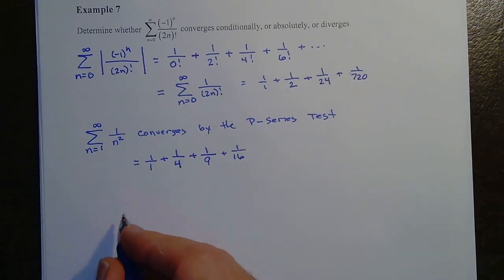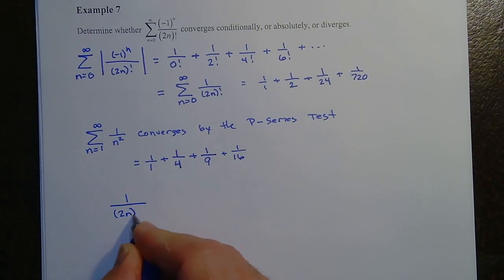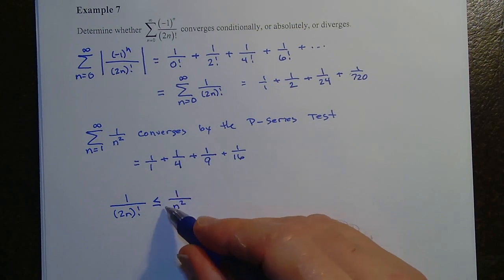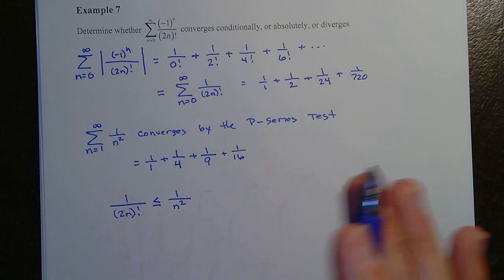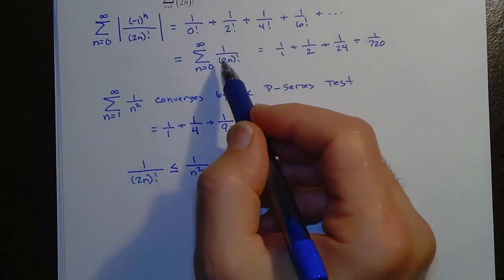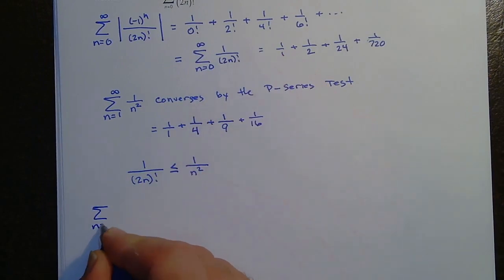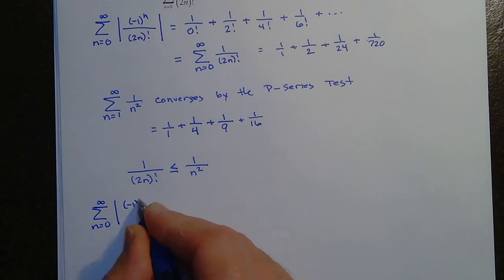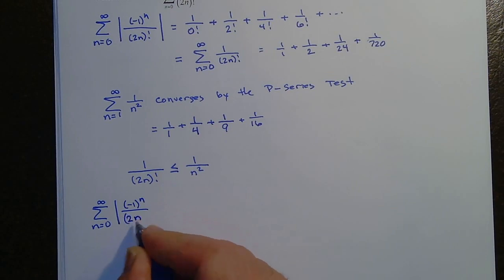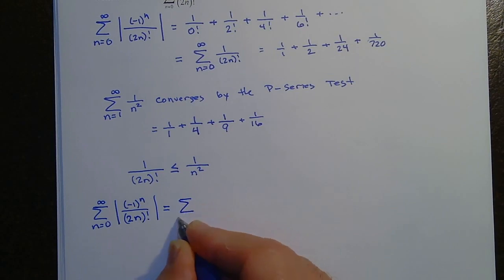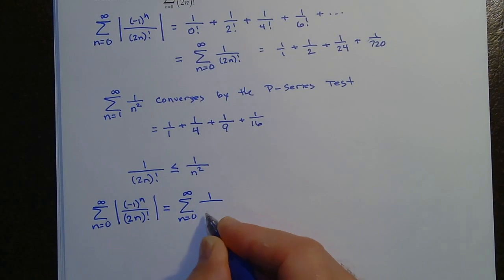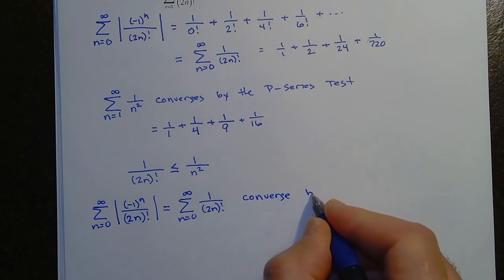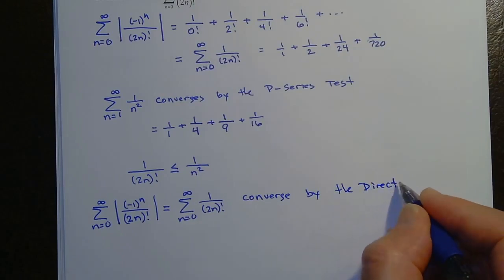So what we would say here is that 1 over (2n) factorial is going to be less than or equal to 1 over n squared. And so we've established that this bigger one is converging. That forces this one to converge. So what we now know is that this one converges. So we could write it like this: the sum from n equals 0 to infinity of the absolute value of (-1)^n over (2n) factorial, which happens to equal the sum from n equals 0 to infinity of 1 over (2n) factorial. And this one converges by the direct comparison test.